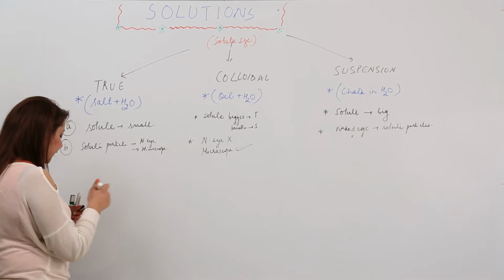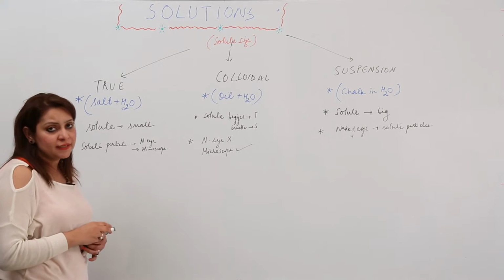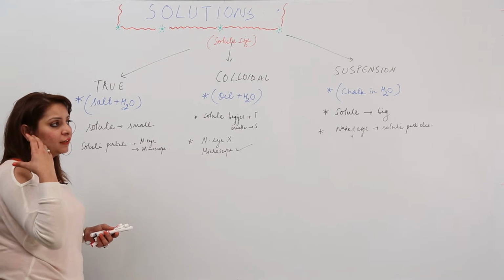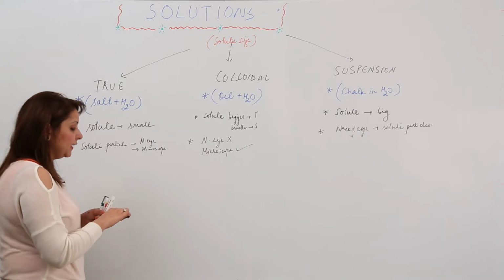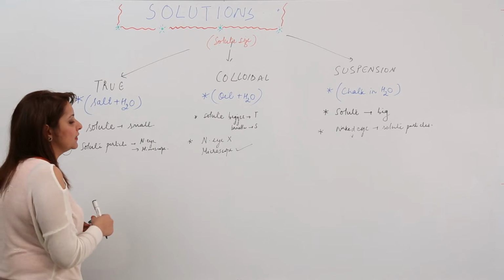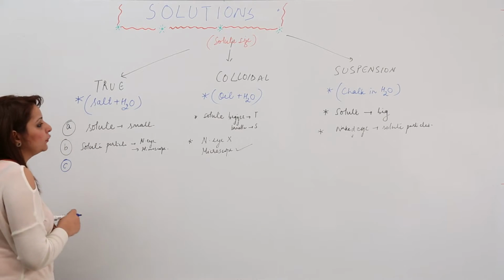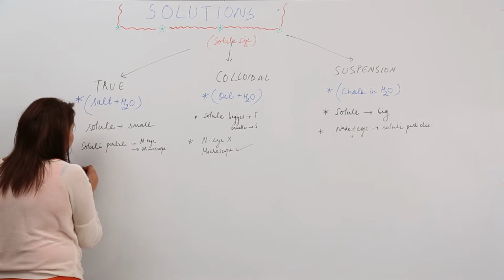Similarly, I think these are the properties I am listing, and they should be clear in your mind because I have already stated the examples and you must be applying these properties to those examples. I think it is a better way to understand it properly. Similarly, the third property is that when I pass this true solution through a filter paper, what happens?